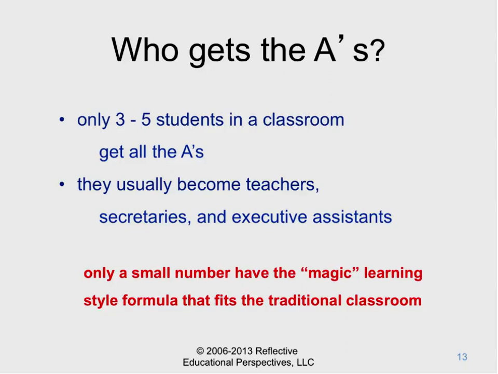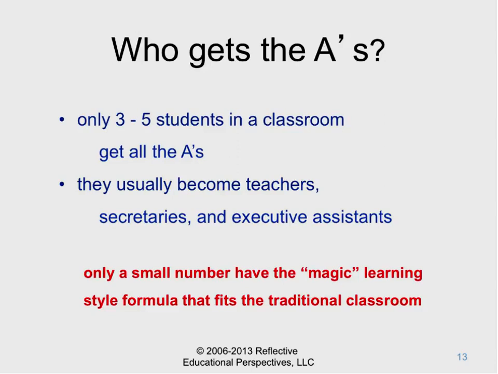So who gets all the A's? Did you realize that only 3 to 5 students in a classroom get all the A's? Just go around to any classroom or think back to your own classrooms. Maybe you were one of those that got all A's. I was. I had the perfect magic learning style formula that fits the traditional classroom. So I got all A's from the second I started school till I finished. And I remember the other kids who got A's, and there were only about 3 of us.